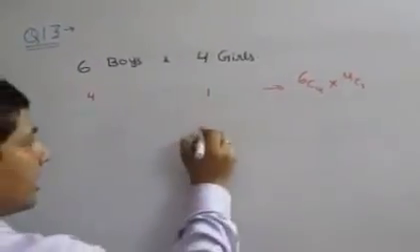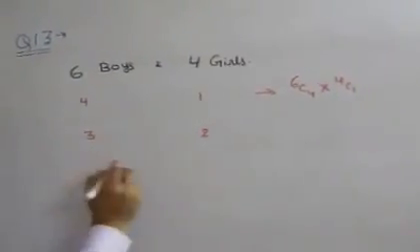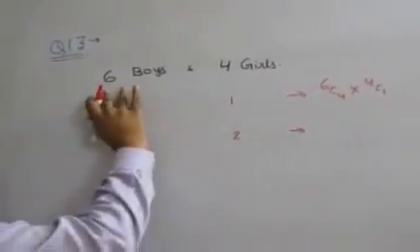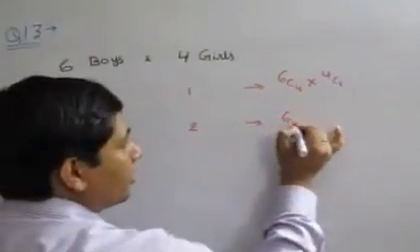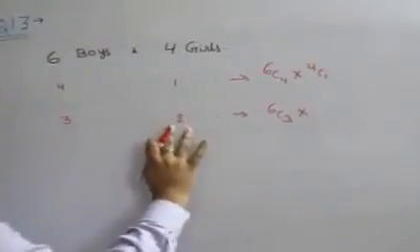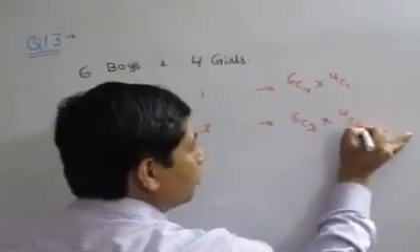Case 2, if we select 2 girls, then we have to select 3 boys. So in this case, the total number of ways is, we have to select 3 boys out of 6 boys, so 6C3. And multiplication, we have to select 2 girls out of 4 girls, and the total number of ways is 4C2.